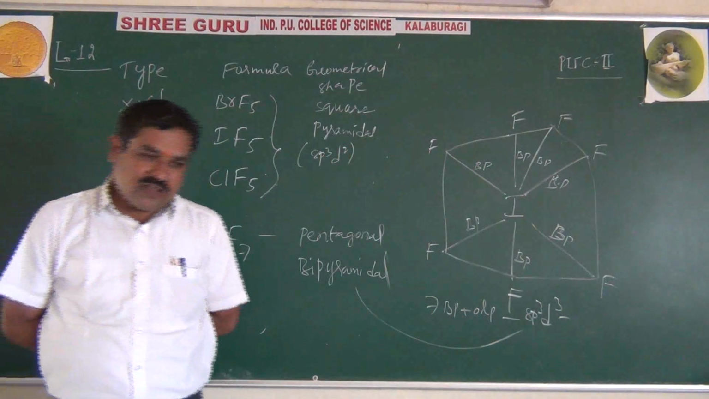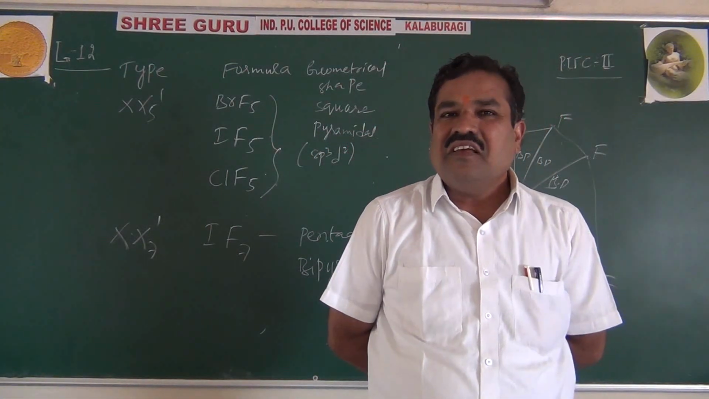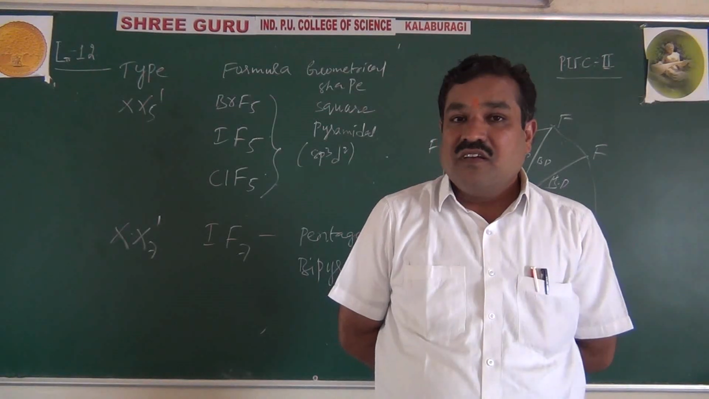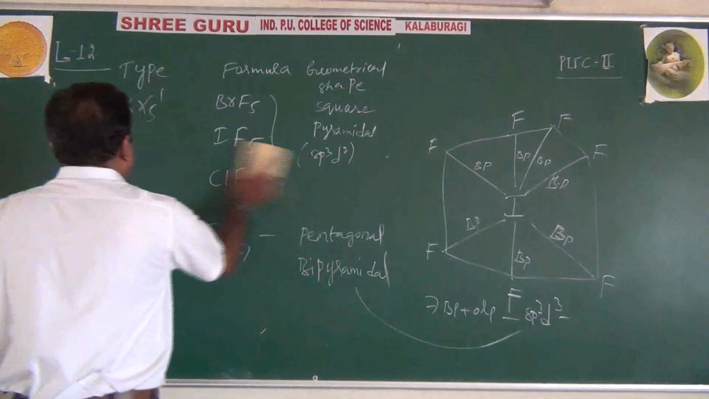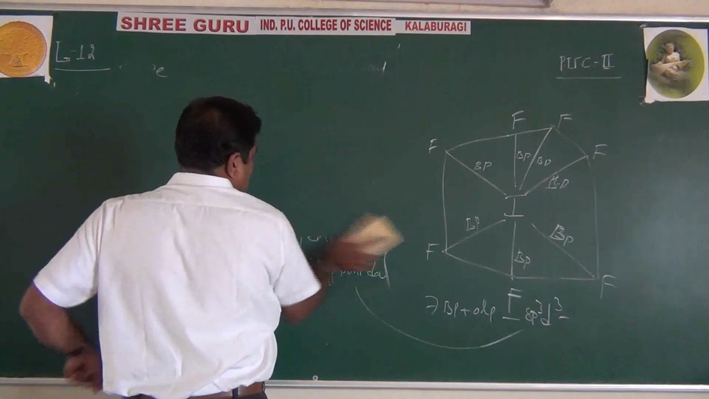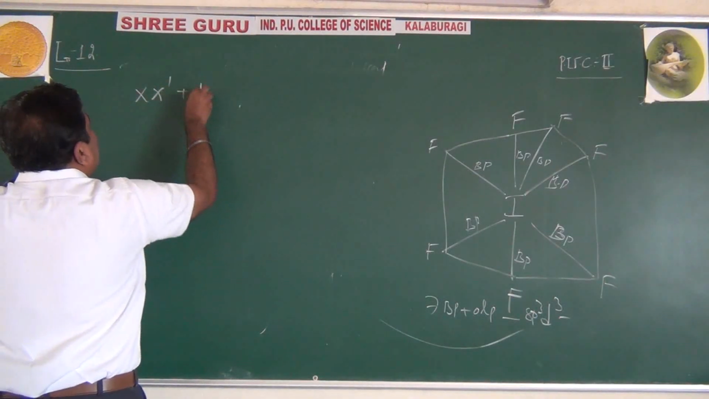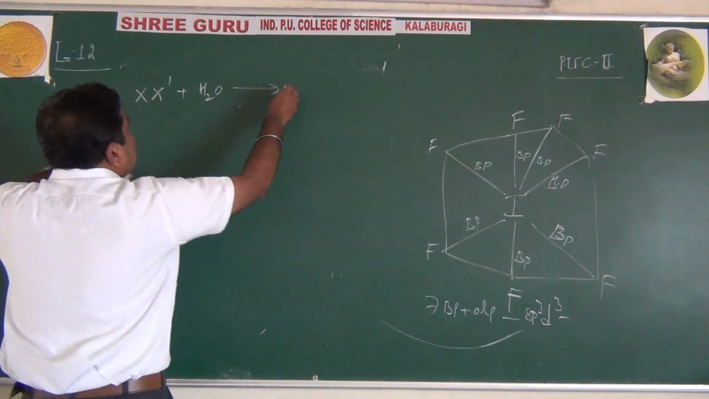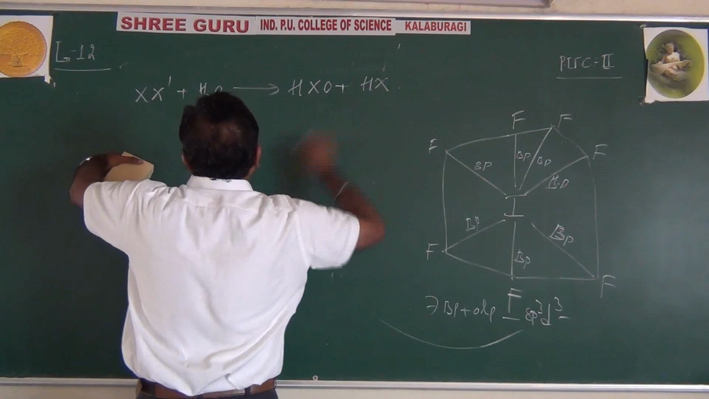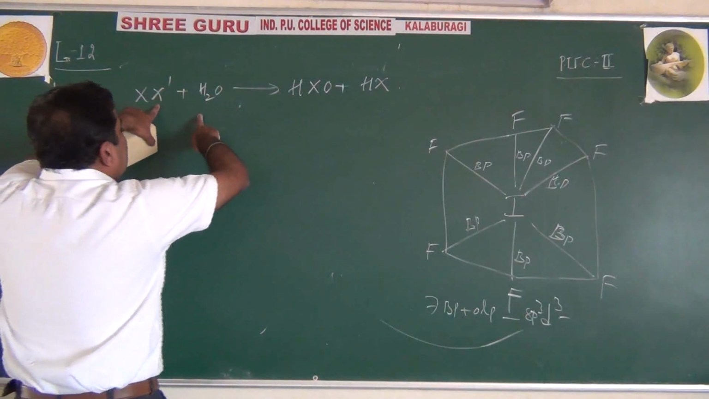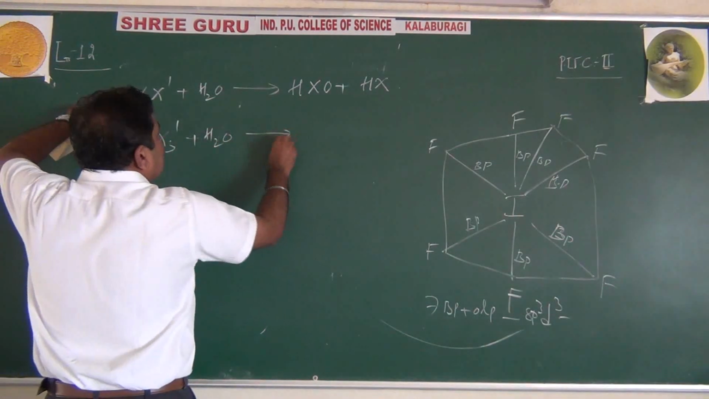Right? And see, all these interhalogen compounds are more reactive than normal halogens because of low bond dissociation energy. Even they undergo hydrolysis with water, forming products like this. I will show you. XX dash undergoes hydrolysis to form HXO and HX. Okay, HXO and HX. Like this, XX3 dash plus H2O undergoes hydrolysis.